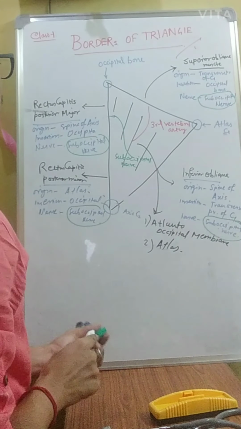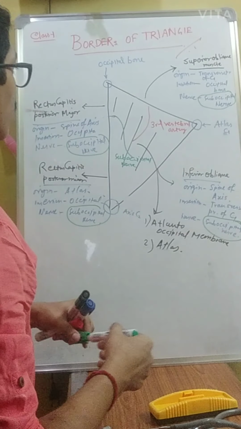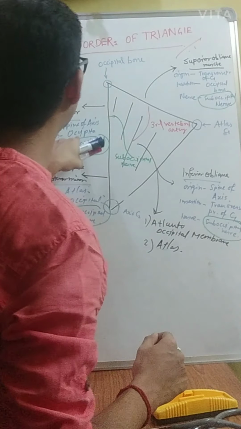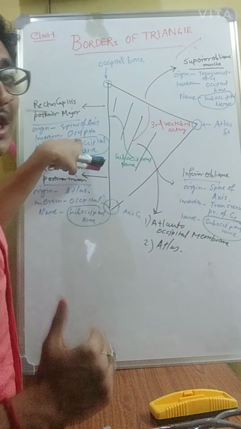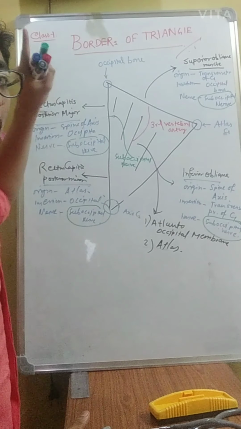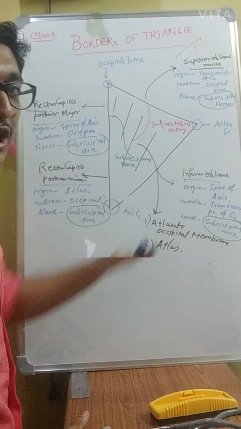Suboccipital nerve. Okay, so we will see this is the occipital. At which level of the occipital? This is very important. Next I will move towards the occipital bone. What are the insertions on this occipital bone?